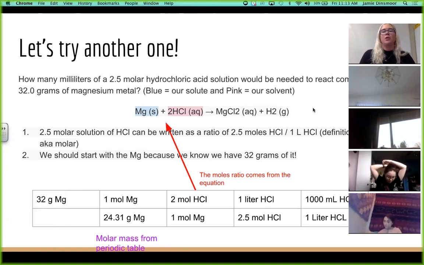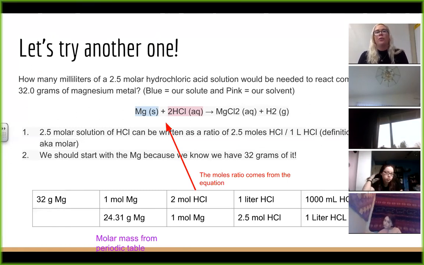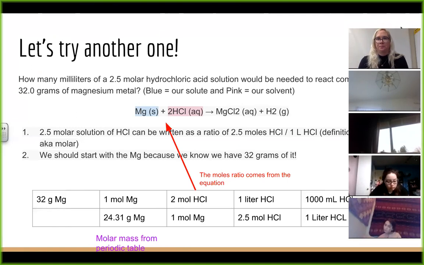So, just to read the question here. How many milliliters of a 2.5 molar hydrochloric acid solution would be needed to react completely with 32 grams of magnesium metal? Okay. We're looking for an answer in milliliters of hydrochloric acid, right? And they tell us the molar concentration here, or the molarity of that hydrochloric acid. We're given the amount of magnesium, right? We're reacting completely, meaning we're using all of it, the 32 grams of magnesium.